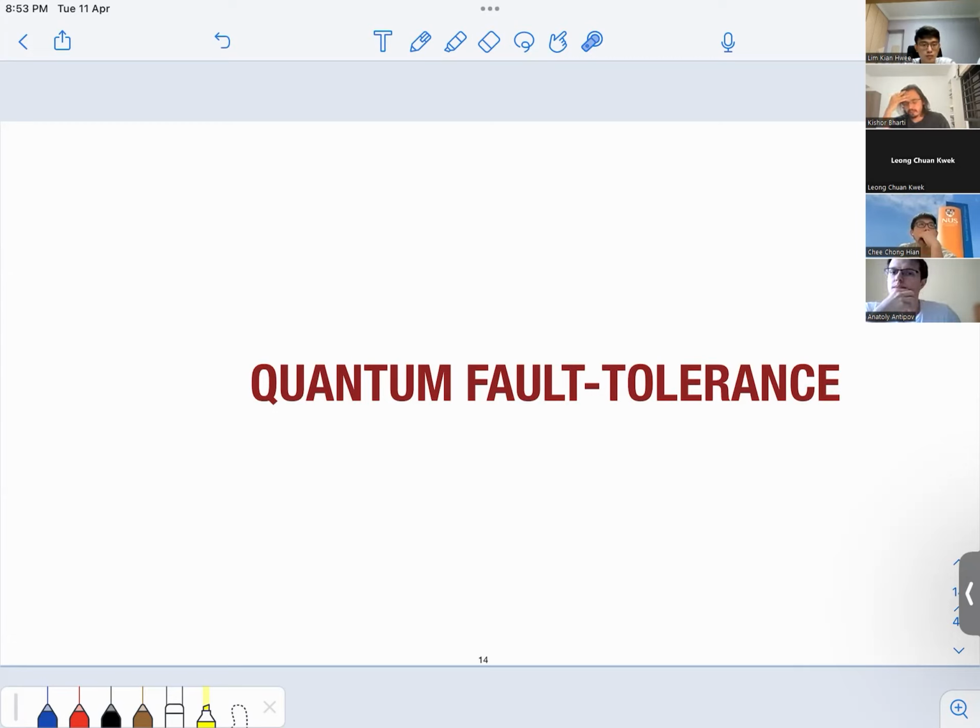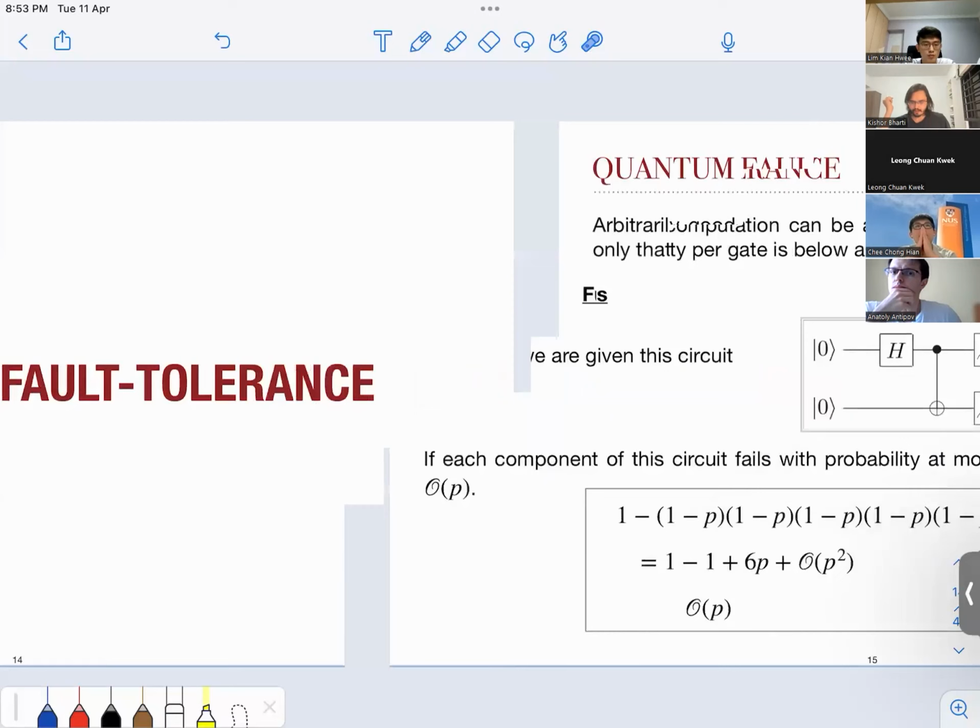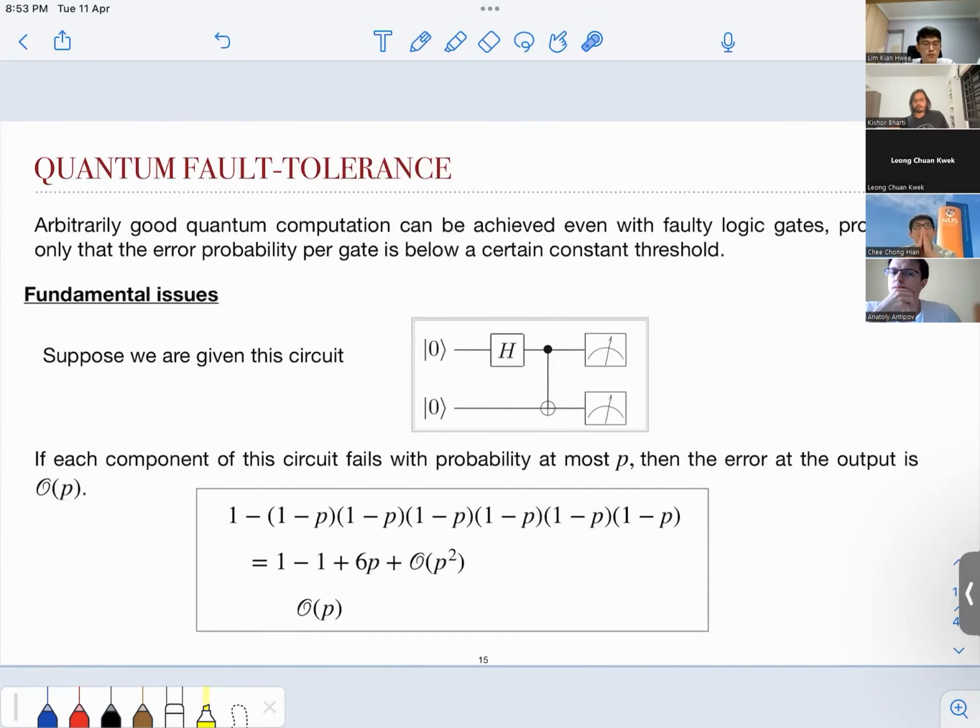It seems that NIST does not have much hope, based on the many negative results recently. So we need to think about achieving fault tolerance. So what is this notion of quantum fault tolerance? Let's try to understand this.